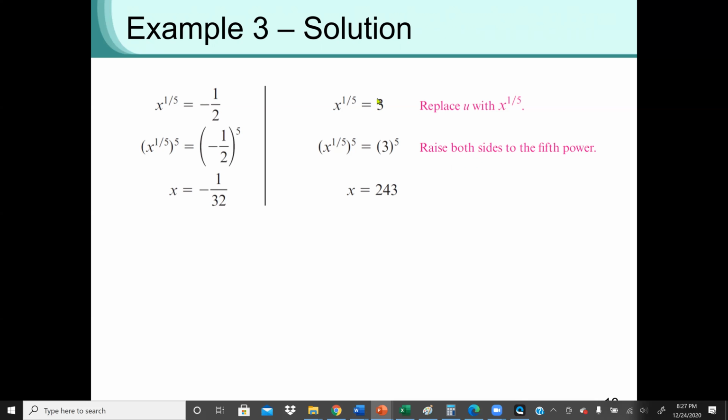The other one, we have u equal to 3. So x^(1/5) equal to 3. Raise both sides to the power 5. And x gives us 243.